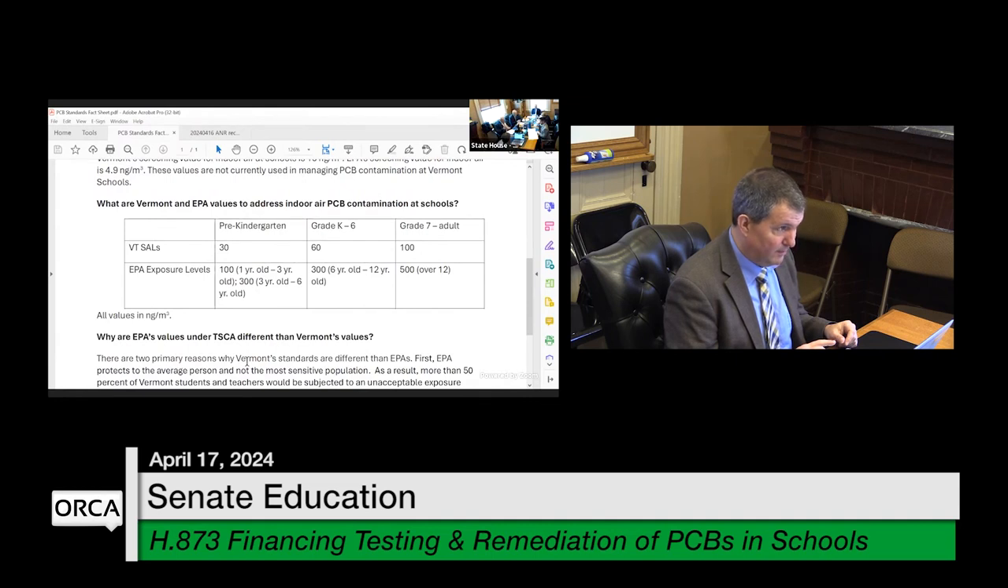If you move down to the next table, this is a comparison, as best one can compare, between the Vermont school action levels and the EPA toxic exposure levels. In the top row, you see the Vermont school advisory levels. In the next row, EPA doesn't do it by grade level, they do it by age. So this shows the rough corresponding age values between students and the EPA concentrations in nanograms per meter cubed.